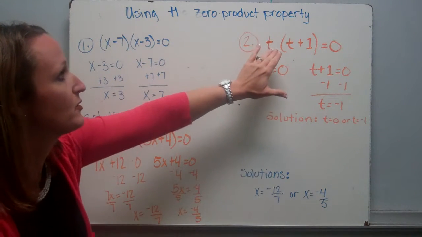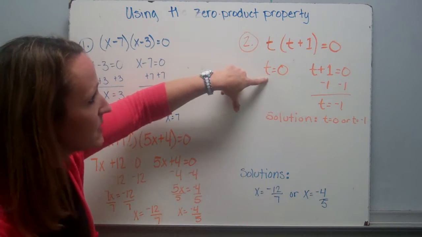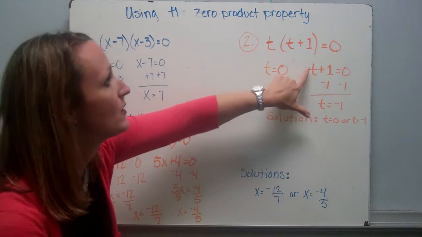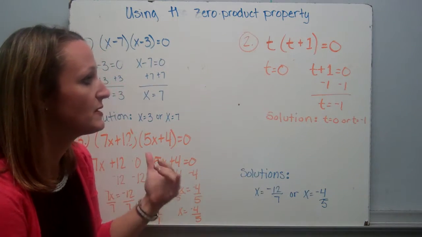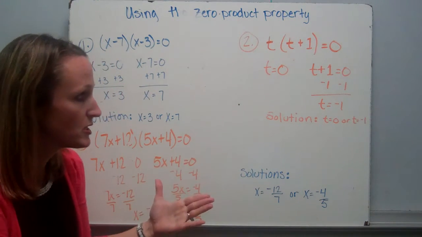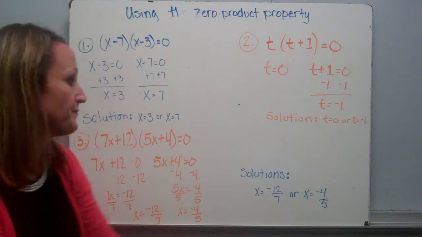Okay, what about this one? If we have t times t plus 1 equals 0, we set t equal to 0 because we have this out here. Or we set t plus 1 equal to 0. Subtract 1 from each side, we get t equals negative 1. So our solution here would be t equals 0 or t equals negative 1.